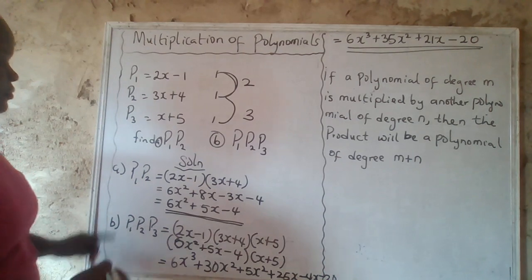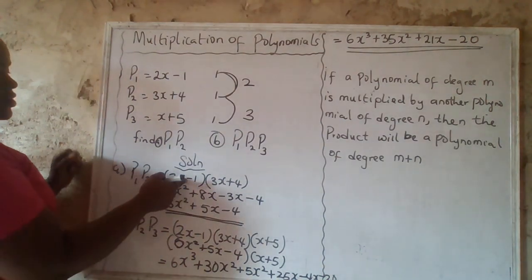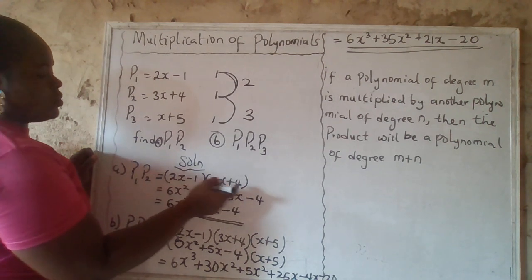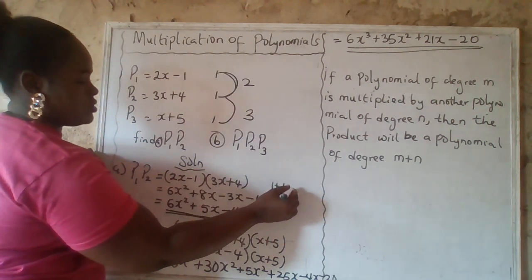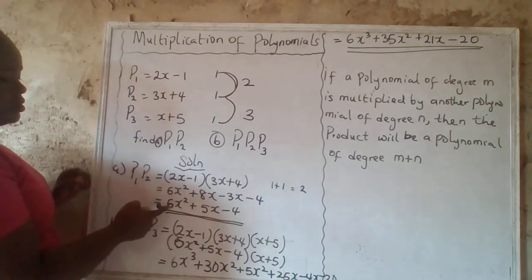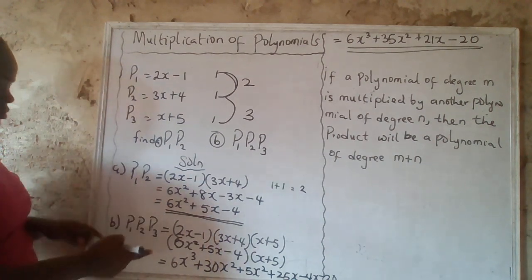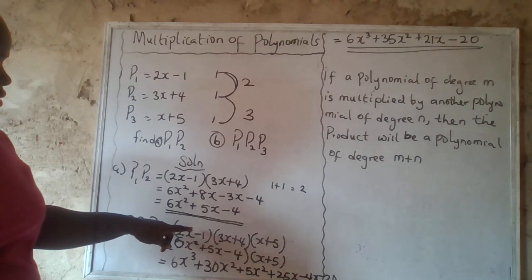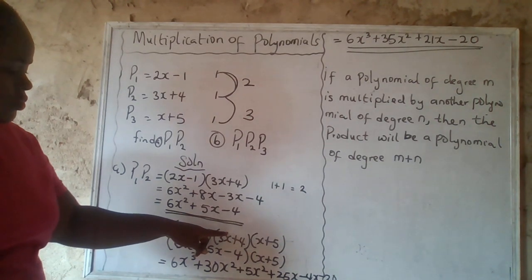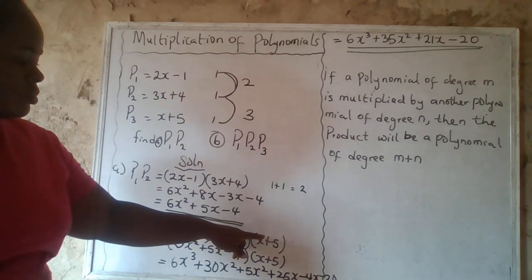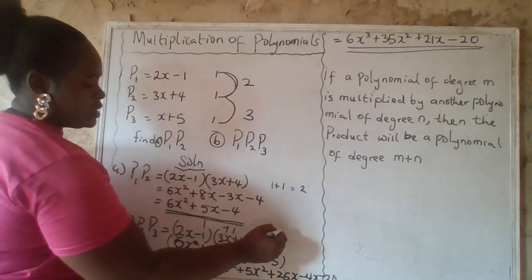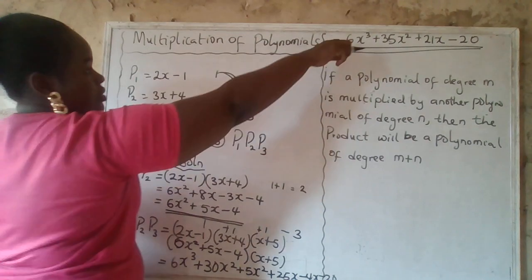Let's confirm. Here we have a polynomial of degree 1 multiplied by another polynomial of degree 1. So 1 plus 1 gives us 2. So the resulting polynomial becomes a polynomial of degree 2. And here we have a polynomial of degree 1 multiplied by a polynomial of degree 1 multiplied by another polynomial of degree 1. So we're having 1 plus 1 plus 1, and that will give us a polynomial of degree 3.